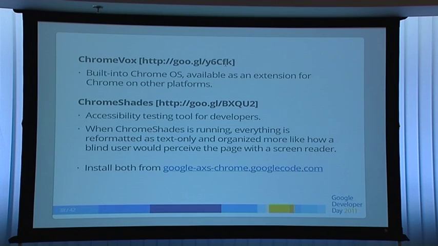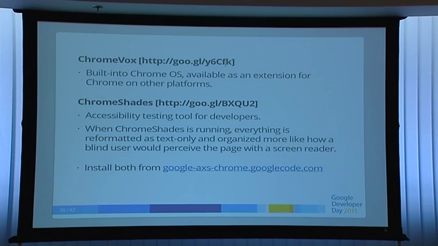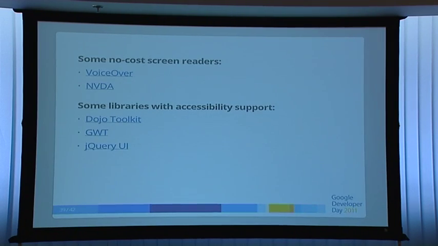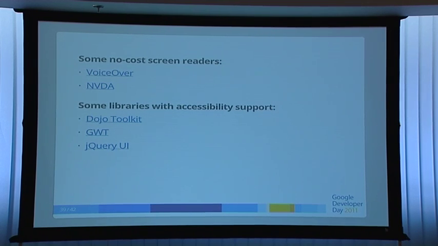Chrome Shades: we talked briefly before about having a proper semantic DOM that reads correctly and having all the content in the correct place. Chrome Shades removes all the styling, so if you need to see what your application looks like to a screen reader, Chrome Shades will do that. It's a great way of doing some basic accessibility testing, just to see what your application and your site look like without styling. It's an open source project, so Google, AXS, chrome.googlecode.com. There are actually a couple of other apps there as well. There are some screen readers too, VoiceOver and NVDA.